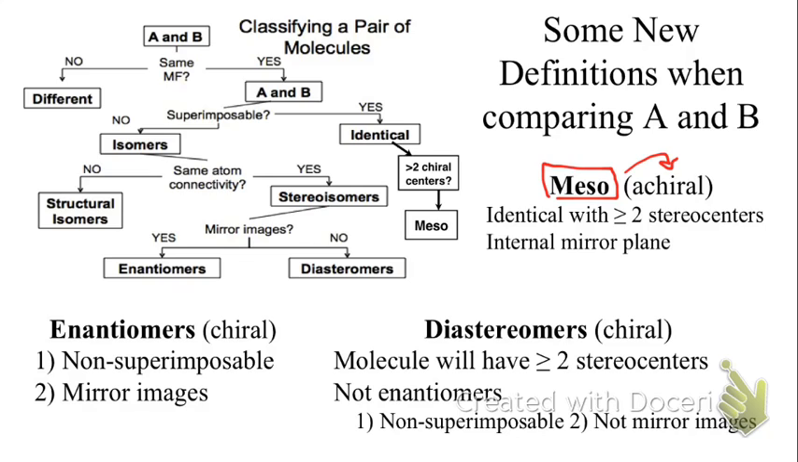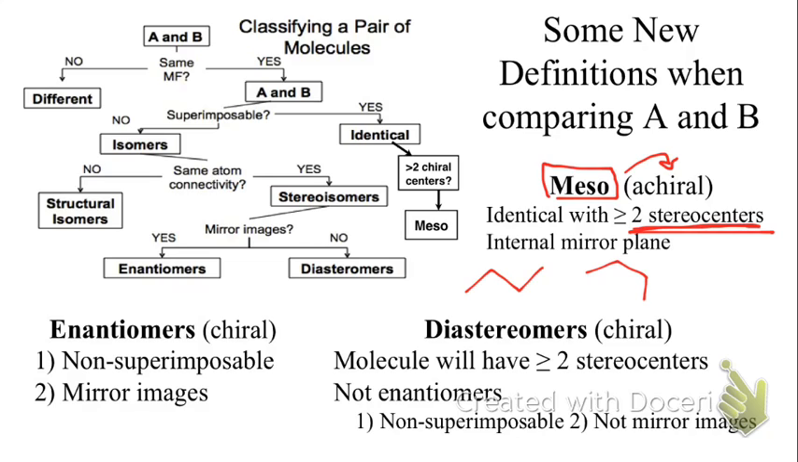Okay, so that's a requirement for it to be meso. One of the other things that you might find within it is an internal mirror plane. Again, it must have at least 2 stereocenters. Because if you take 2 identical compounds, for instance, if we take butane and compare it to, say, this structure, both of those are butane, we would say the relationship between those 2 compounds is identical.